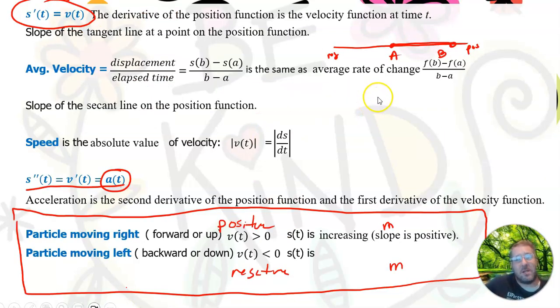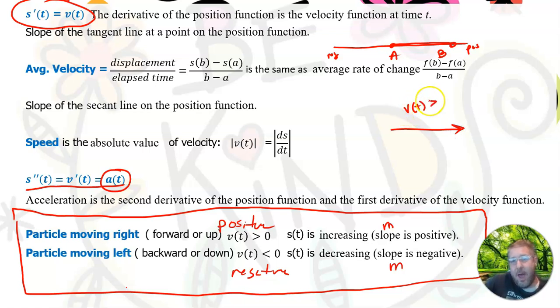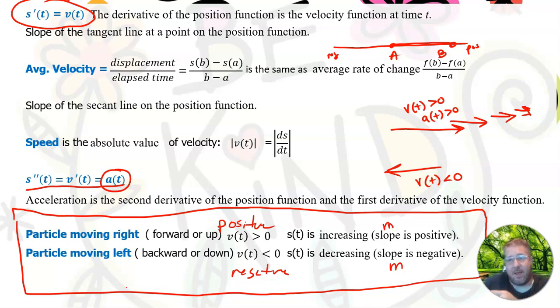One distinction we do need to make before we go on is that if you're going to the right, your velocity would have to be greater than zero. If you're going to the left, your velocity would have to be less than zero. Remember, that's not the same thing as speed. Speed is always going to be positive. But if your acceleration is also positive, then you're just going to be going to the right faster, because your velocity is going even more to the right.